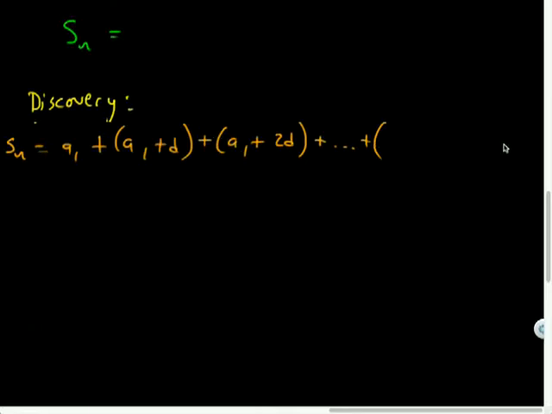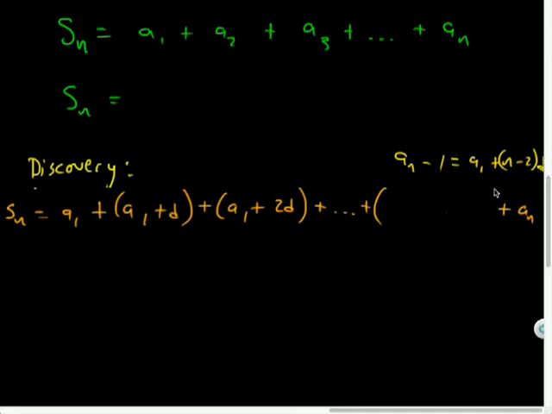So let's see. The very last term is a sub n. What would the term before a sub n be? A sub n minus 1. So a sub n minus 1, right? And what is a sub n minus 1 going to be in terms of a sub 1 and d? Actually, this is a sub 1 plus n minus 2 d, right? So I could consider it a sub 1 plus n minus 2 d.